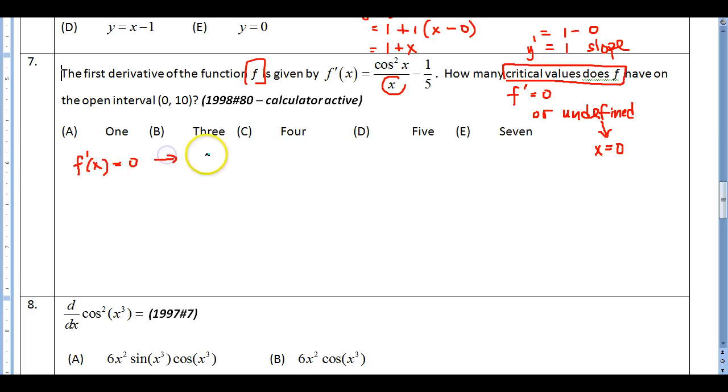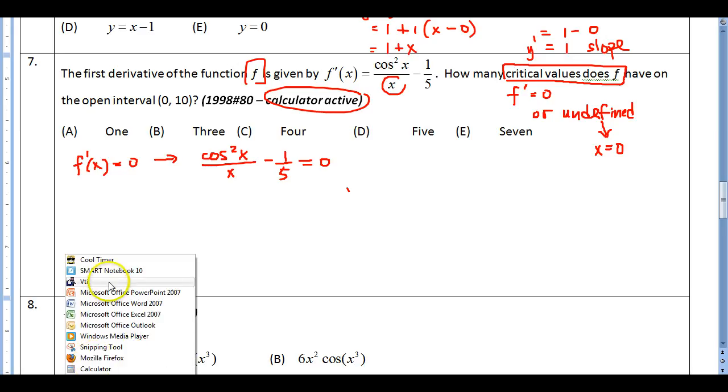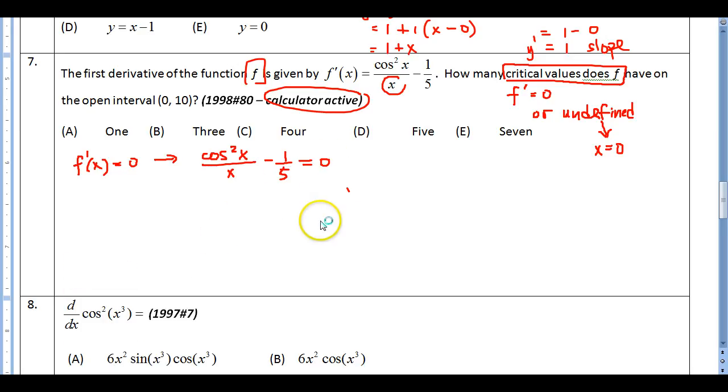That's going to be when cosine squared of x over x minus 1 over 5 is equal to 0. This is a complicated function. To solve for x would be very difficult. Luckily, this is calculator active. So all we need to do is graph this function, find when it equals 0 on the interval 0 to 10.